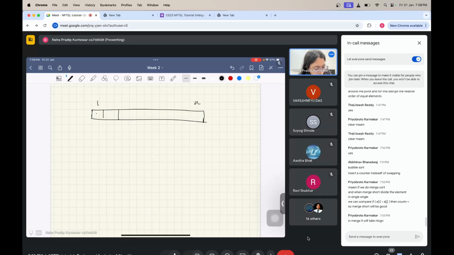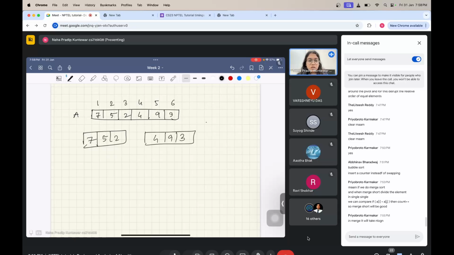So this is 7, 5, 2, 4, 9. Okay, I'll just take a small example. Let's say you have 3. So this is 1, 2, 3, 4, 5, 6. Okay, so this is the array that is given to you, and what merge sort would do is break it into two smaller parts. You have 7, 5, 2, and then you have 4, 9, 3, and then you are going to recursively solve this.